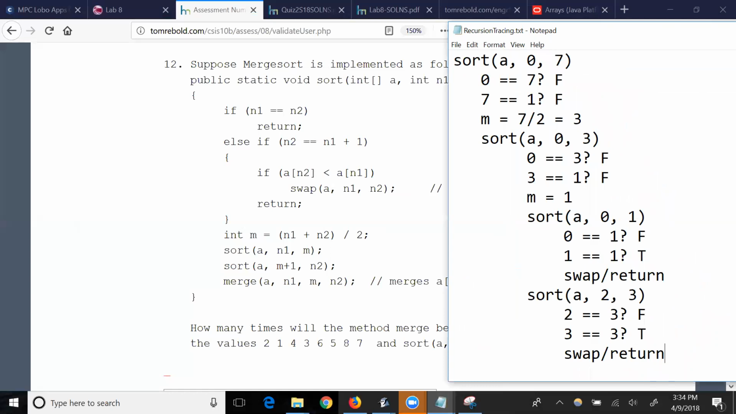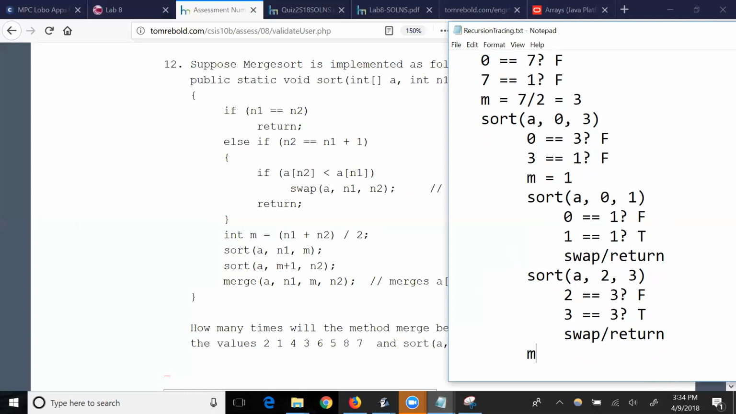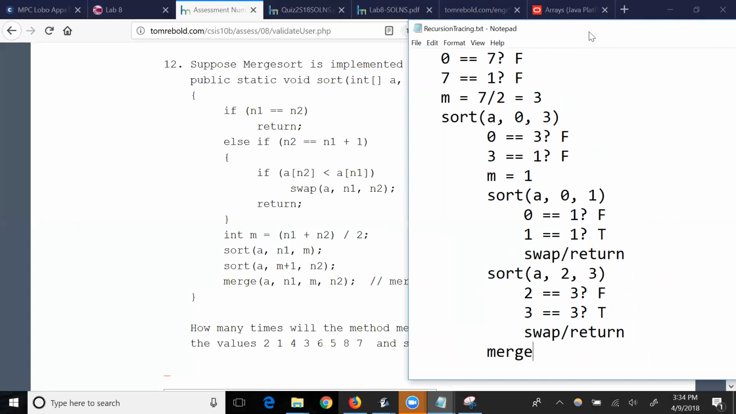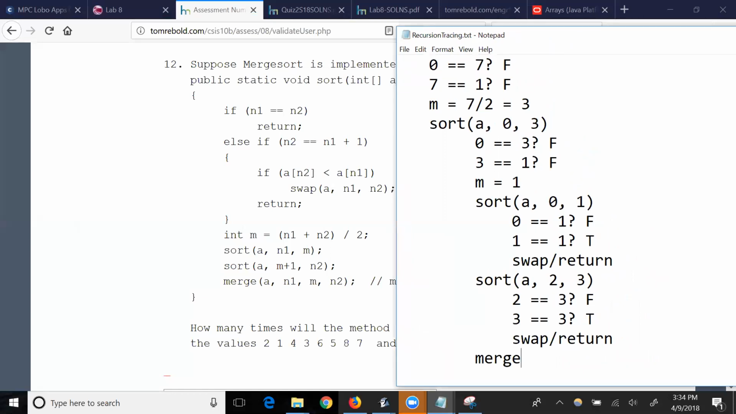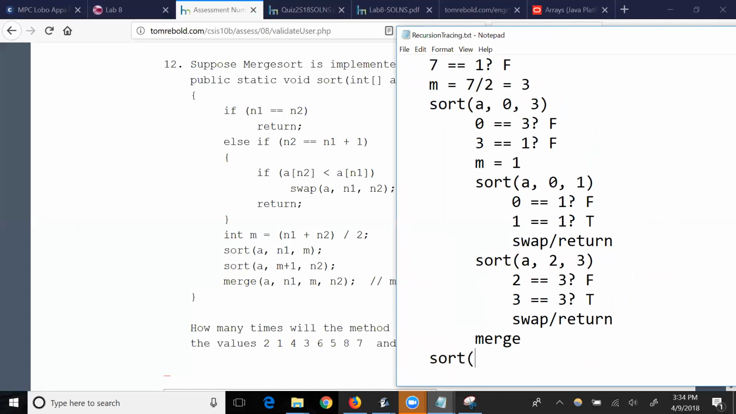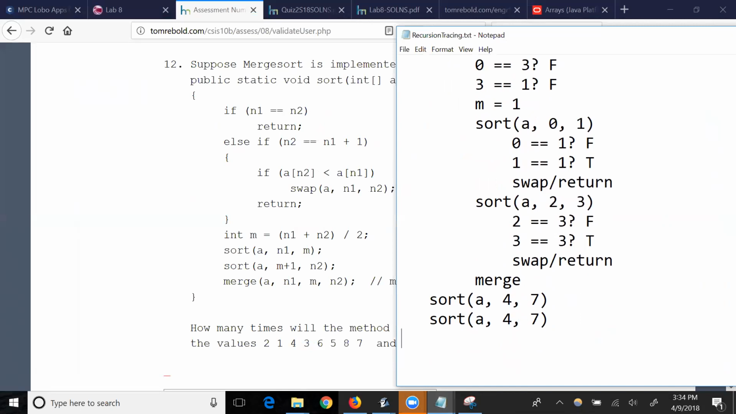So when we finish these two deeper calls, then we're going to finally do a merge. So we're going to do one merge right here, and that's at the same level of sort of A 0, 3. So sort of A 0, 3 is going to do one merge. You could assume that after we do sort of A 0, 3, that finishes, and then we've got to do sort of A 4, 7. I think I already have that down there. Yeah, it's right there. And I think you can kind of see that sort of A 4, 7 is going to do one merge as well. It's going to do about the same thing.